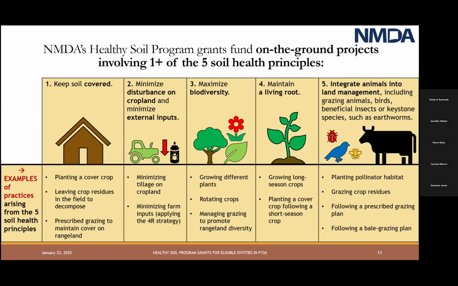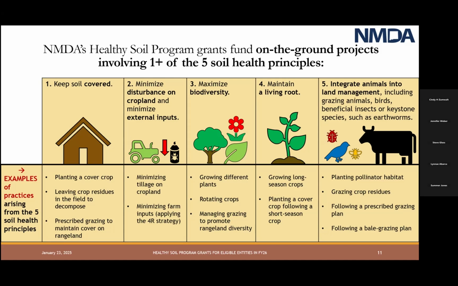Soil health principle number 2 is to minimize disturbance on cropland and minimize external inputs. When we think about this, we want to minimize that tillage on cropland, minimizing farm inputs by applying the 4R strategy. Anything that reduces the amount of inputs you have to bring from off farm or off ranch, that fits under category number 2 as well.